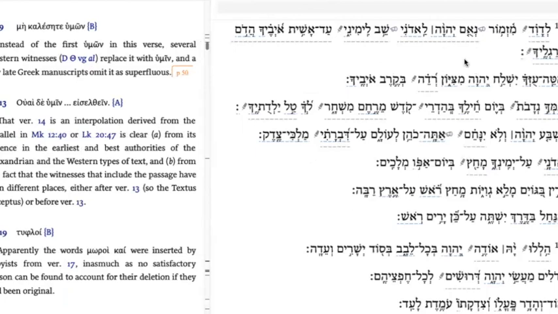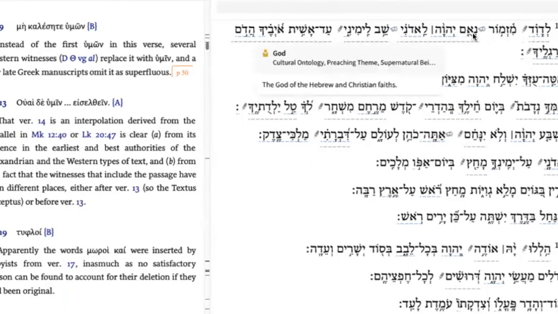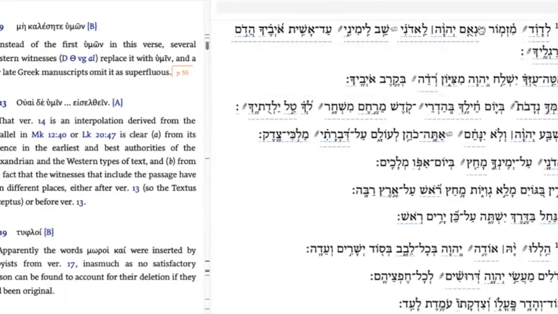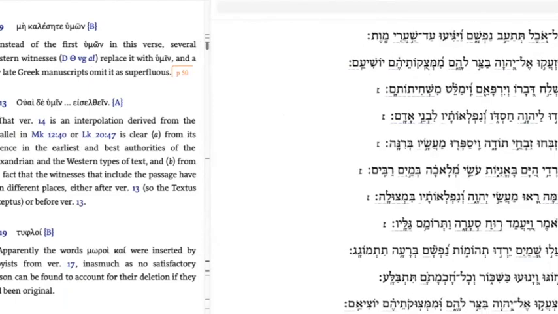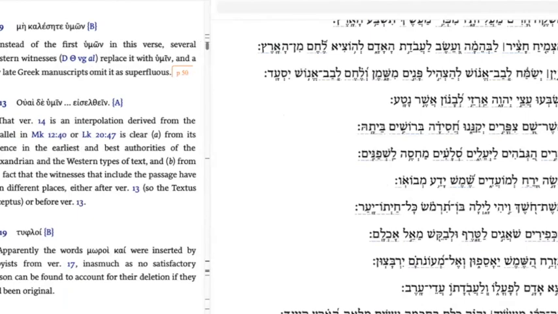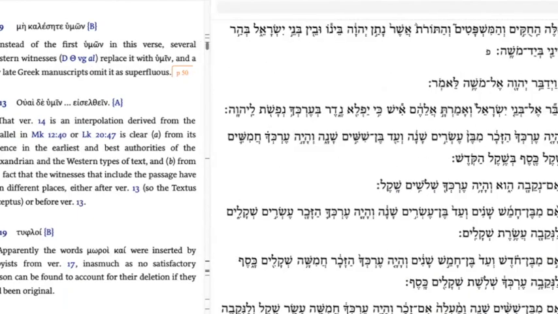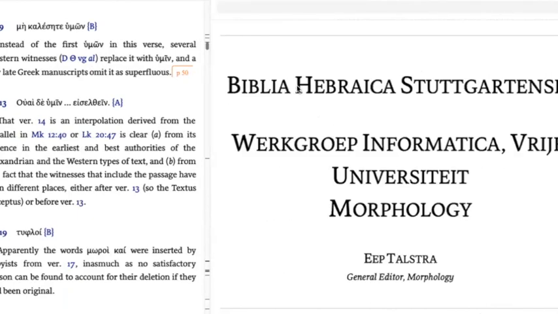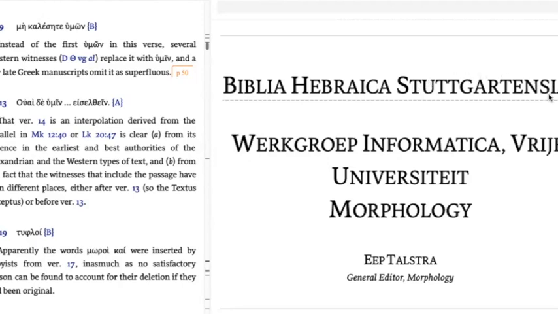So that's from Psalm 110, verse 1. That's what's called the Masoretic text from BHS. So if we go up to the very beginning of this, see if we go all the way up, this is Biblia Hebraica Stuttgartensia.